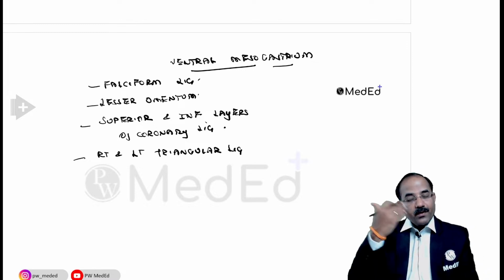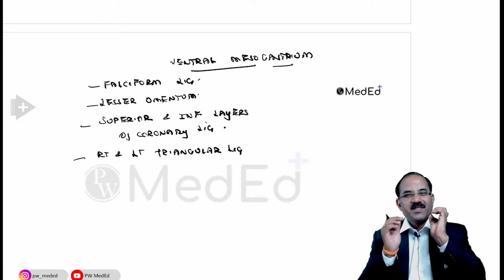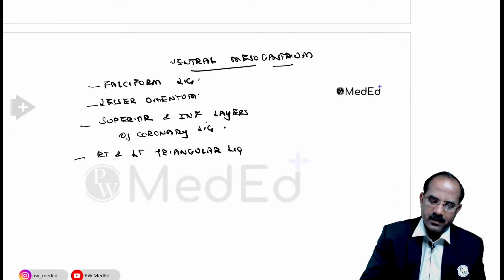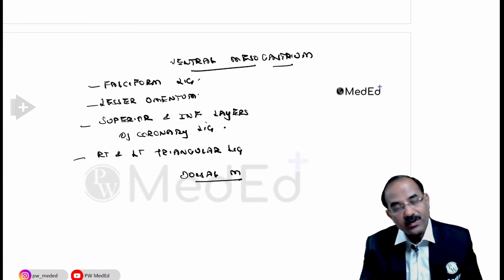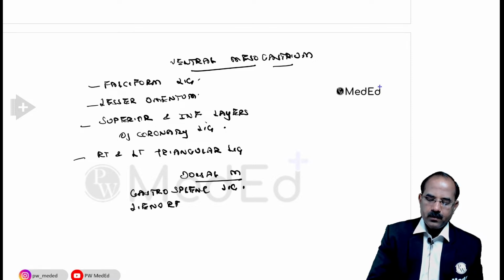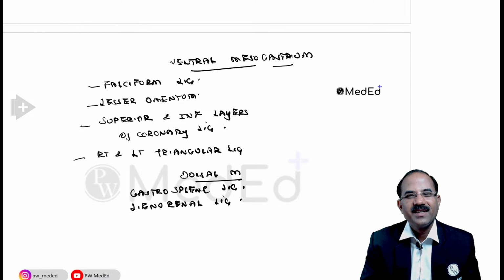What are the derivatives of dorsal mesogastrium? Students, in the dorsal mesogastrium, what is forming? The spleen. So from the stomach to the spleen and from the spleen to the kidney. I'll just write down dorsal mesogastrium. These are the derivatives of dorsal mesogastrium. One, gastrosplenic. Lienorenal ligament. Yes, anything else?